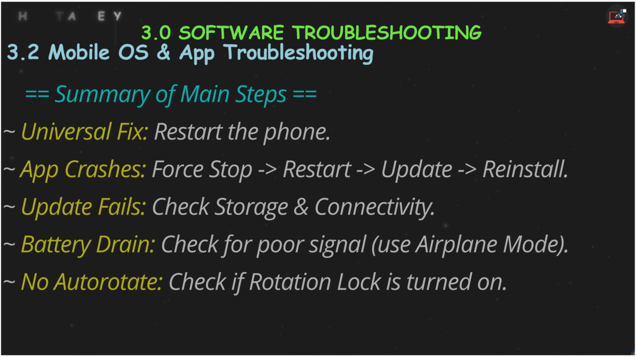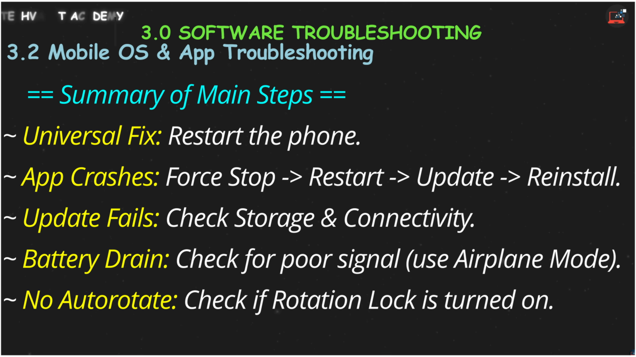To summarize the key ideas, for almost any issue, start by restarting the device. For app problems, use the sequence force stop, restart phone, update app, then reinstall app. For update failures, check your storage and connectivity. And for most other glitches, a simple toggle in the settings, like turning a radio off and on again or disabling rotation lock, is often the solution.